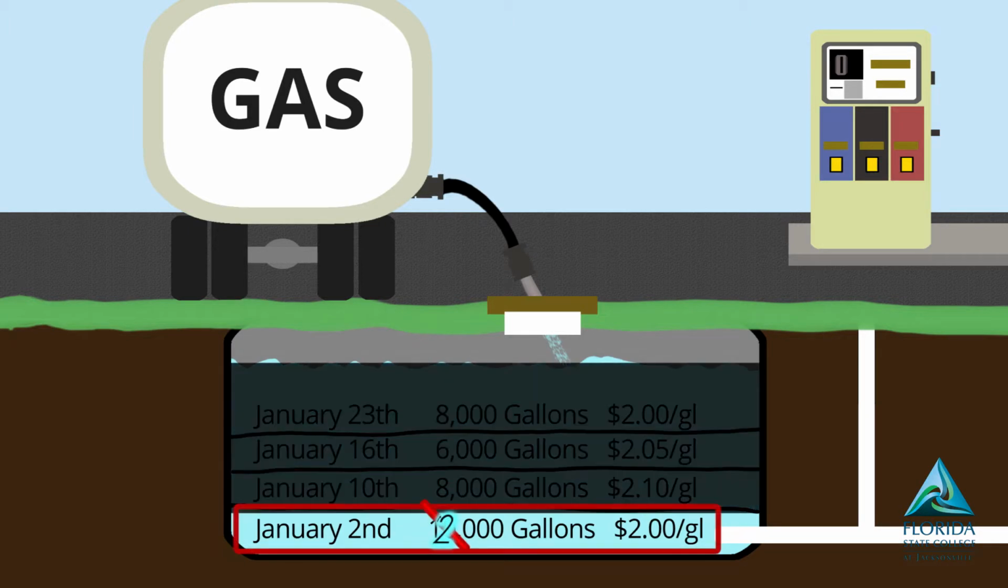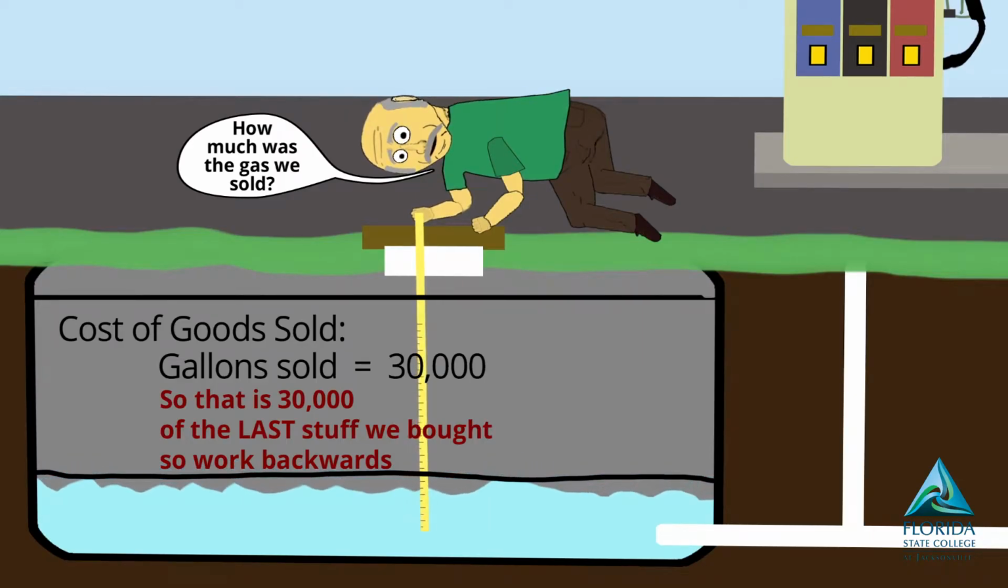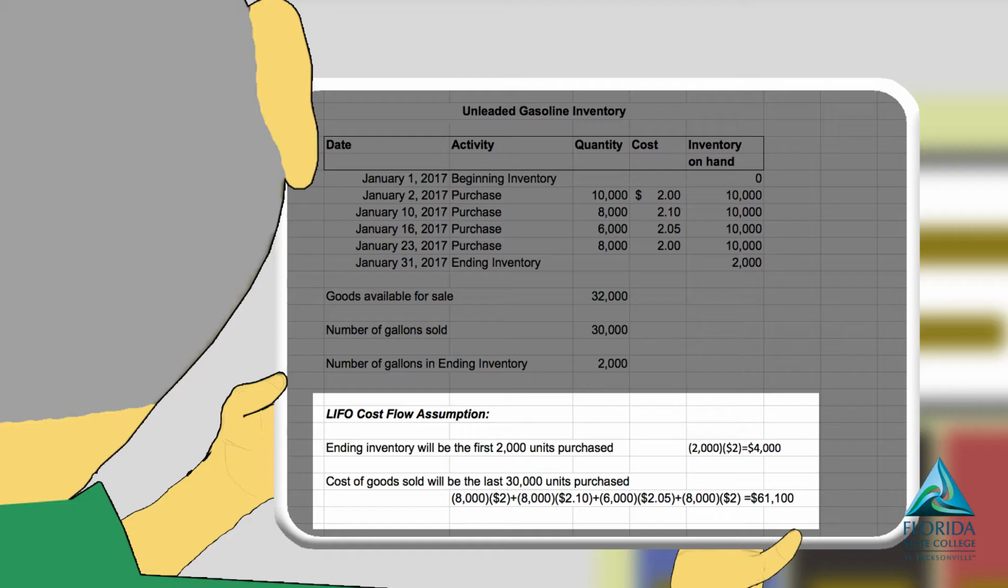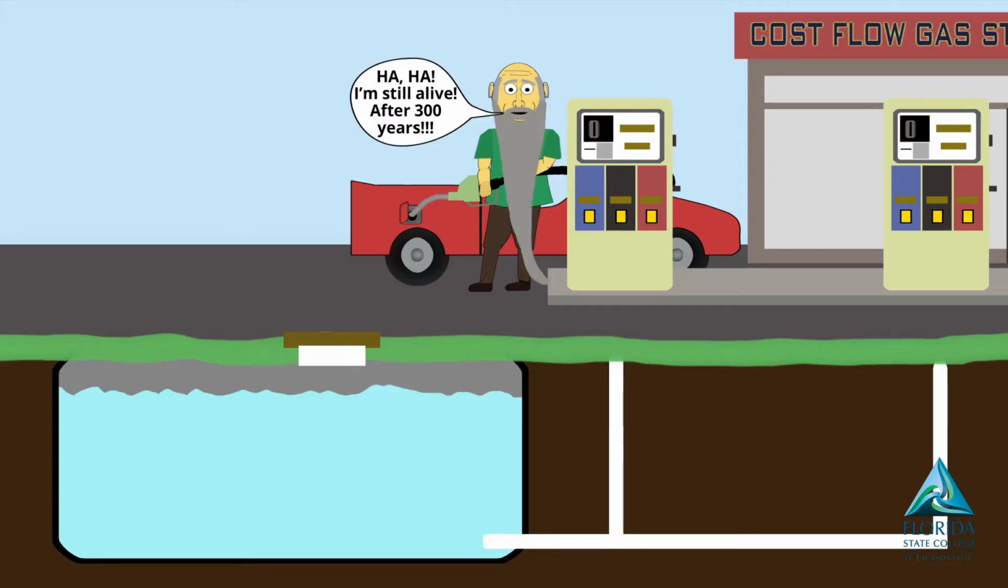That means our ending inventory will consist of 2,000 gallons times the $2 we paid per gallon. So our ending inventory will be $4,000, and our cost of goods sold will be the 30,000 units that were the newest units. So we're going to be talking about 8,000 units at $2, plus 8,000 units at $2.10, plus 6,000 units at $2.05, plus 8,000 units at $2, or $61,100.